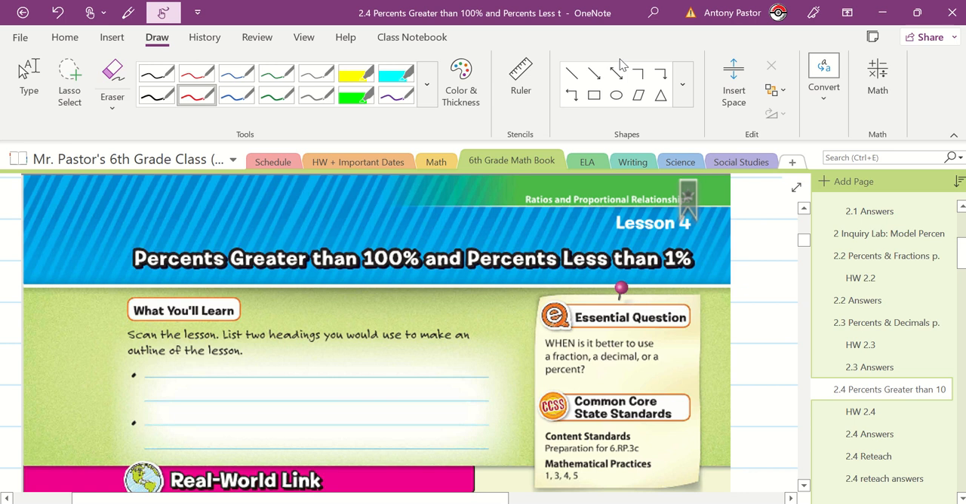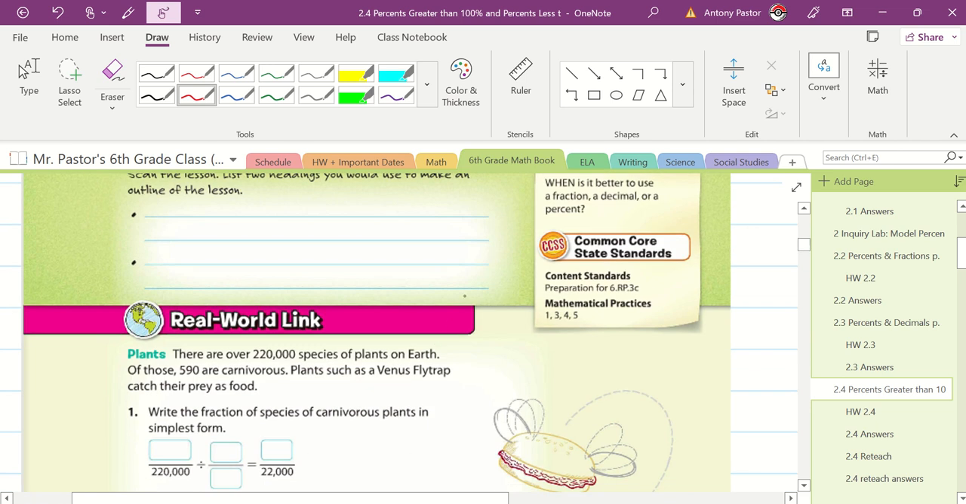Welcome to Math with Mr. P. Today we are doing 6th grade math, chapter 2, lesson 4. We are focusing on percents greater than 100% and percents less than 1%. Today's essential question is, when is it better to use a fraction, decimal, or a percent?